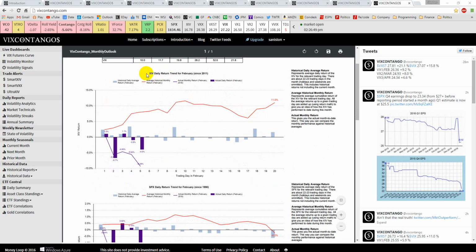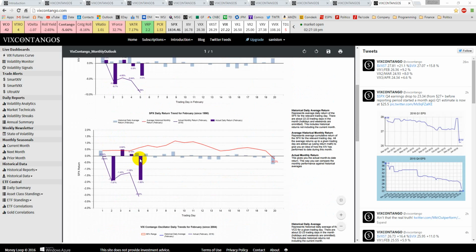And we have a chart of the XAV daily return trends. So the red line is the average historical monthly return of the XAV throughout the month. We have the daily historical average for each trading day of the month. And then in purple is the actual daily return for this February. And the purple line is the actual monthly return to date for the XAV.